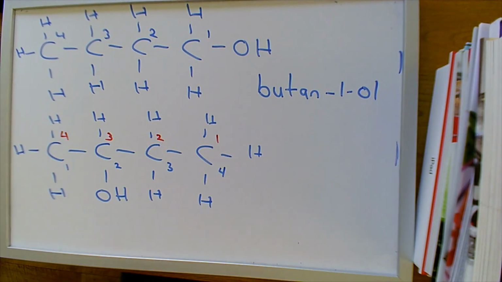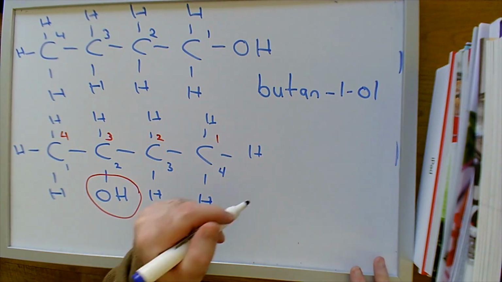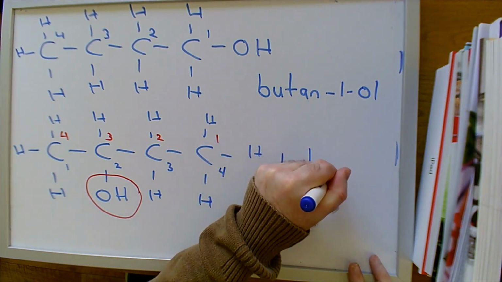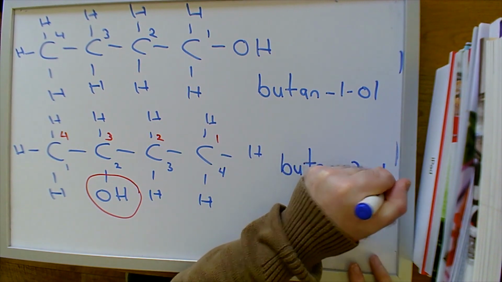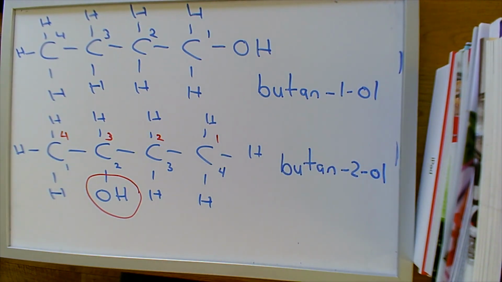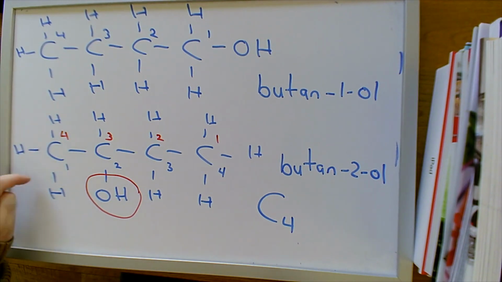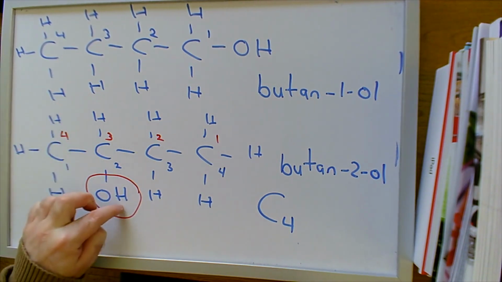Now the rule is you always number the chain nearest to the OH group. So left to right is the appropriate way of numbering. So the OH group is on carbon 2. So that compound is called butan-2-ol. Now if I move the OH along to the right, it would still be butan-2-ol because the appropriate way of numbering would be right to left.